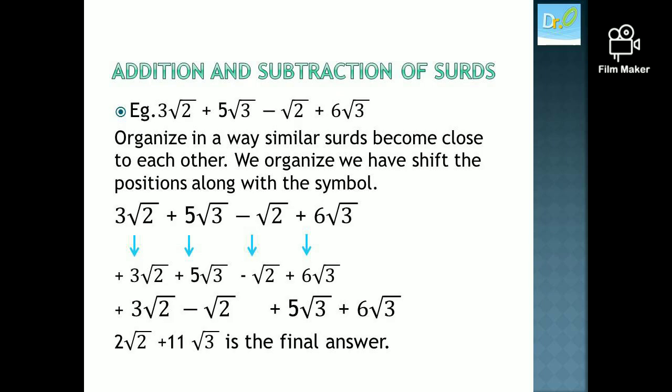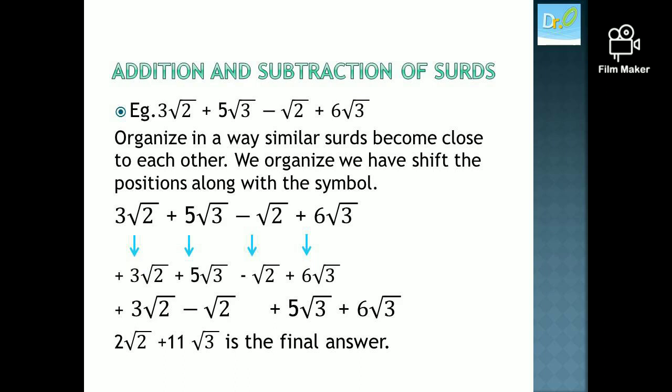If you come up with this example, we have to simplify the surds 3 root 2 plus 5 root 3 minus root 2 plus 6 root 3. Now you can understand that the similar surd expressions are 3 root 2 and minus root 2. So bring 3 root 2 and minus root 2 close to each other. When you bring this root 2, remember that as I mentioned in the previous slide, you have to bring it along with the sign. Therefore you have to bring minus root 2 close to 3 root 2. So you can write 3 root 2 minus root 2. Then plus 5 root 3 and plus 6 root 3.